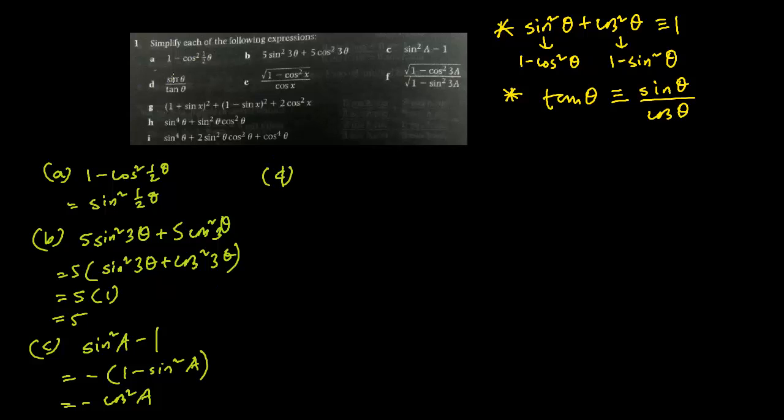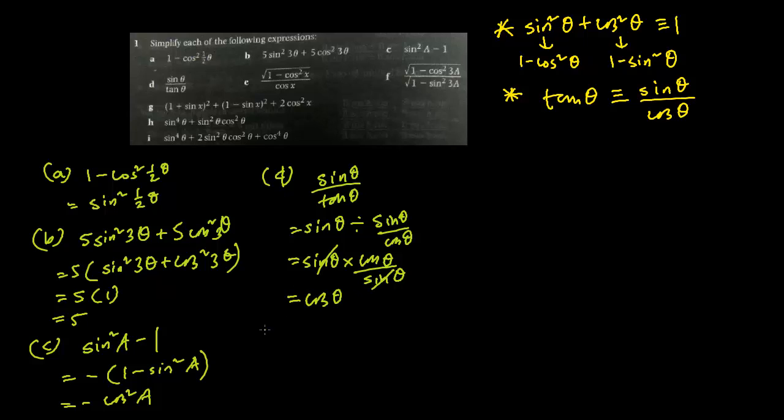Then question number D. Sine divided by tan. Sine theta divided by tan theta. So we can write sine theta divided by, now tan theta is identical to sine theta by cos theta. If we change the division sign, it becomes cos theta divided by sine theta. This sine theta and this sine theta cancels and we get cos theta.